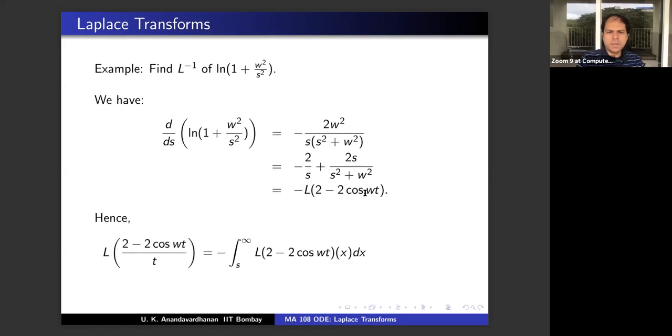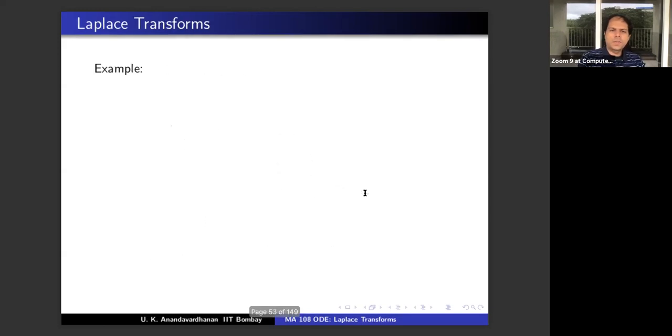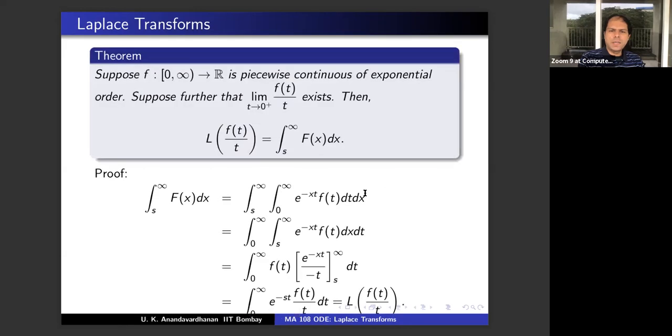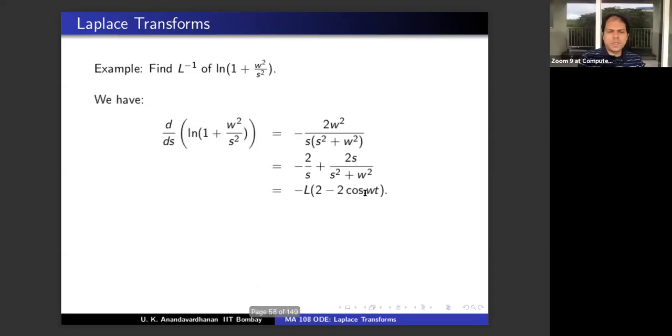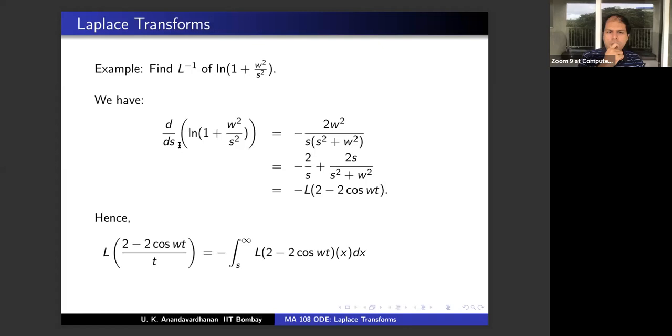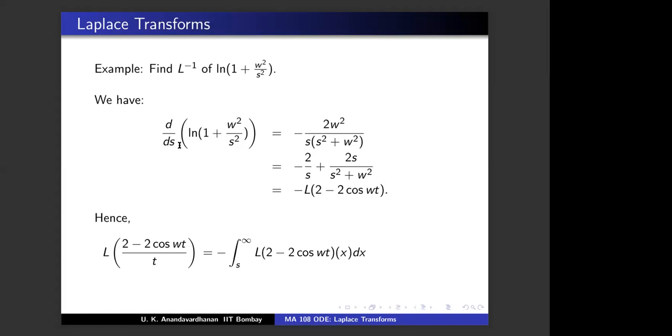Is there a mistake here? L of ft by t is the integral of f. So there's no mistake. L of ft by t, yeah. So L of minus of this is the integral of this. Here, is there a mistake? This one is right. The second one is right. No mistake. All correct after the equal sign, I think.